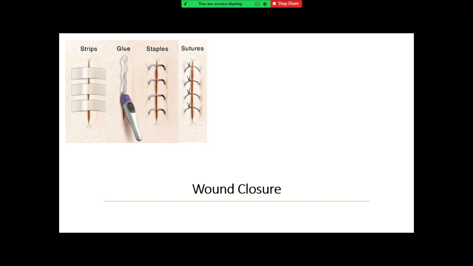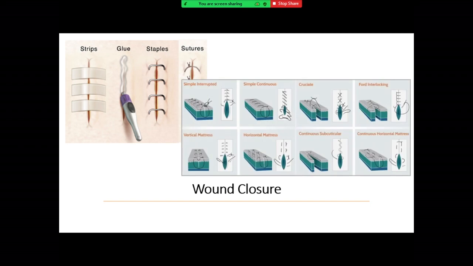Staples are pretty easy. You just cha-chunk, cha-chunk, cha-chunk, cha-chunk. Sutures, they're a lot more involved. There are different types of sutures. There are different techniques. There's dissolvable. There's indissolvable.